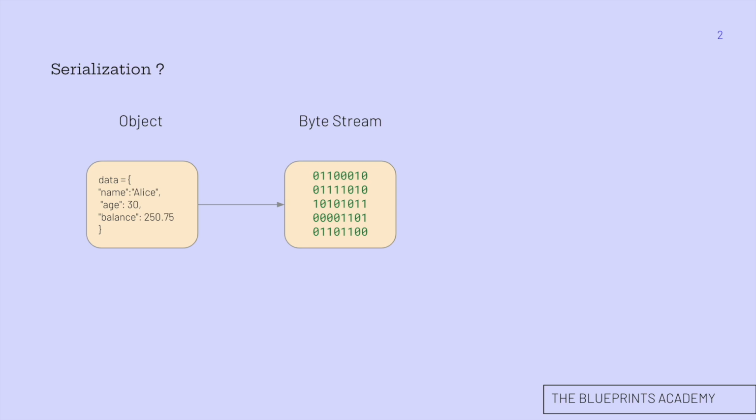The moment you do the serialization, this object or the code that you have written in any programming language is converted into a stream of bytes, 0101 and so on, which is the language that machines understand. These byte streams can then be stored in memory or on disk, or transferred over the network. In simple terms, serialization is nothing but converting an object into a byte stream.